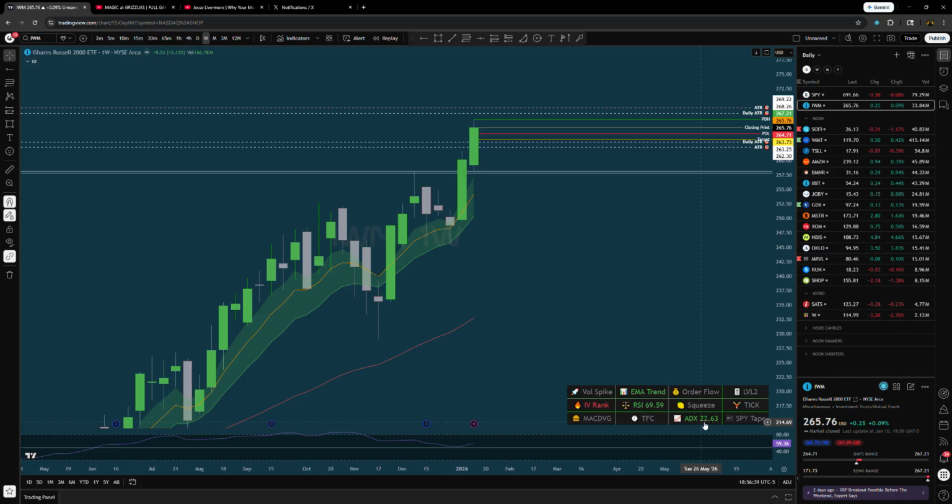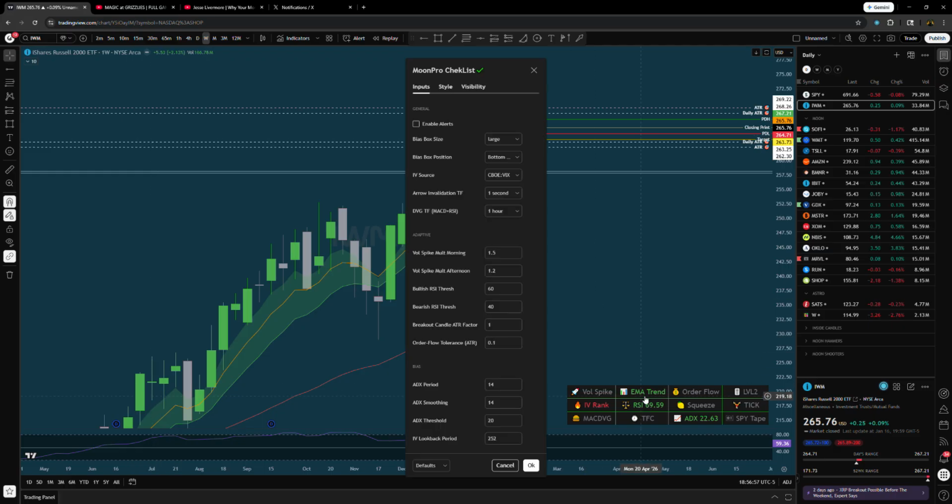And the SPY tape, this is just SPY, whether it's heavy calls coming in or heavy puts. That's what that shows you. That's specifically for SPY. That's reading the SPY tape. So if the SPY tape is green, bullish; SPY tape red, bearish. All right, let's jump into the settings.